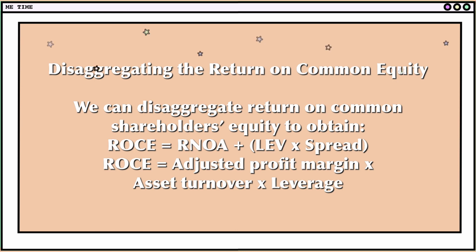The first component of the financial leverage effect is the degree of financial leverage, or LEV, measured by the relative amounts of net financial obligations and stockholders' equity used by the company to finance its net operating assets. The second component is the spread, the return on net operating assets, or RNOA, less the net financial return, or NFR, where NFR is the average net return on financial liabilities and assets.